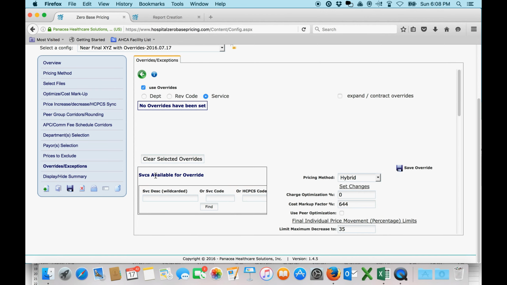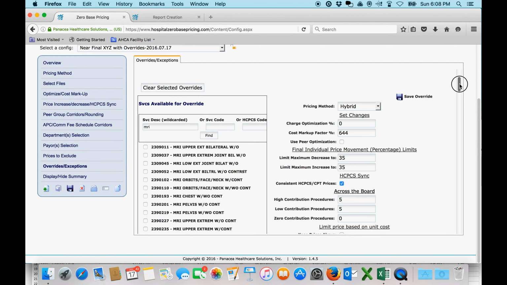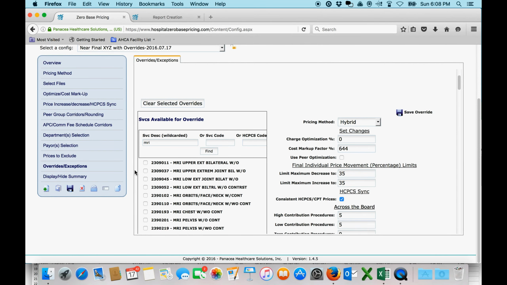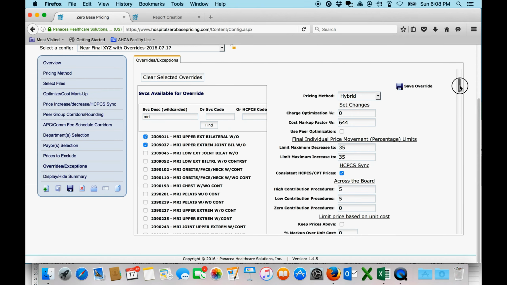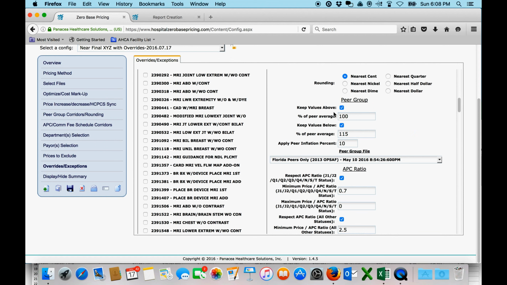Finally, we do have the ability in the system to do overrides at the service code level, and that's something we usually don't do until we start vetting the actual audit trail report, which is the Excel worksheet. But just to show you how easy it is to use, I'm just typing MRI, and I could find all the MRI procedures. So if I wanted to do an override to those MRI procedures, which means I could select, for example, any one of these, and I could turn off, for example, the use of the peer group corridor.